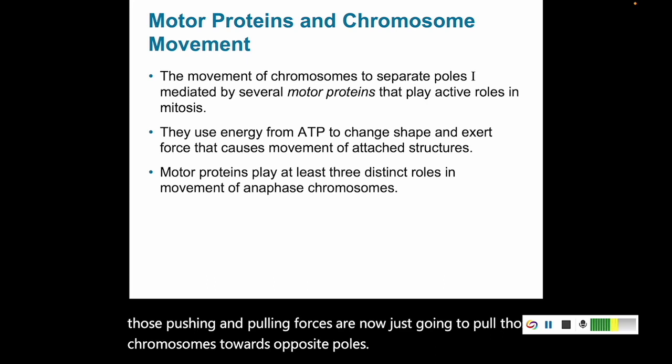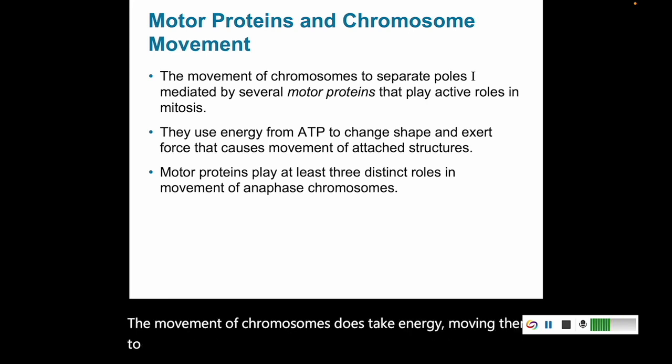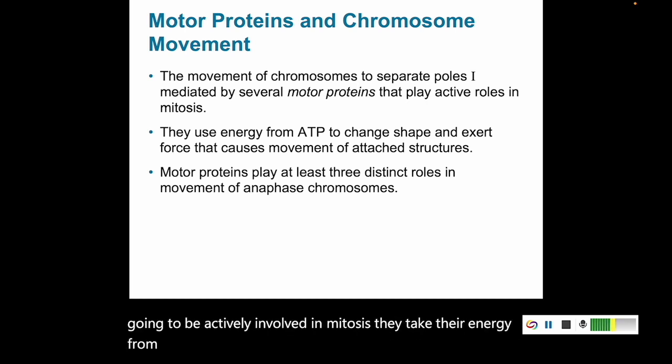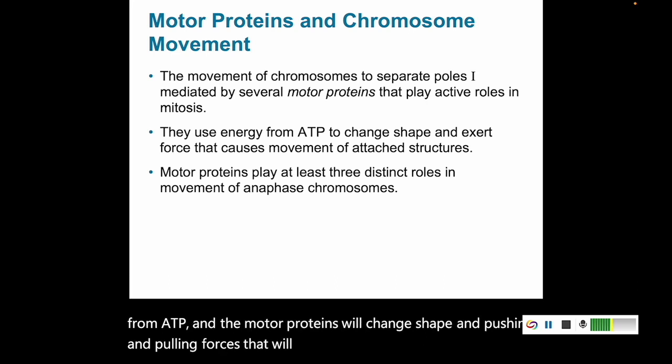The movement of chromosomes does take energy. Moving them to separate poles uses different motor proteins, and they're going to be actively involved in mitosis. They take their energy from ATP, and the motor proteins will change shape, creating pushing and pulling forces that will move those chromosomes, those attached chromosomes.